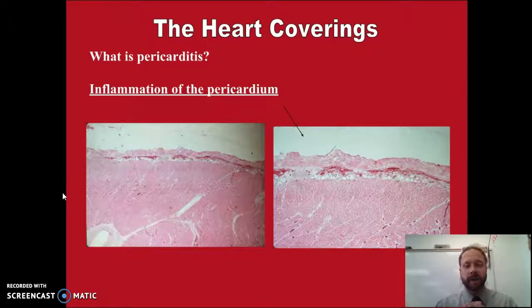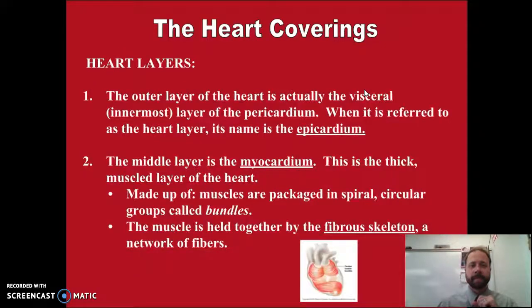Now, you might have heard of pericarditis. It's actually just inflammation of the pericardium. We can see that here. We see a lot of inflammation here. We don't see it too much here, but we can see it is inflamed right here. See how it looks like it has grown in size. That's the inflammation right there. So that can happen to the heart coverings. So let's talk about these layers some more. The outer layer of the heart is actually the visceral, or the innermost layer of the pericardium.